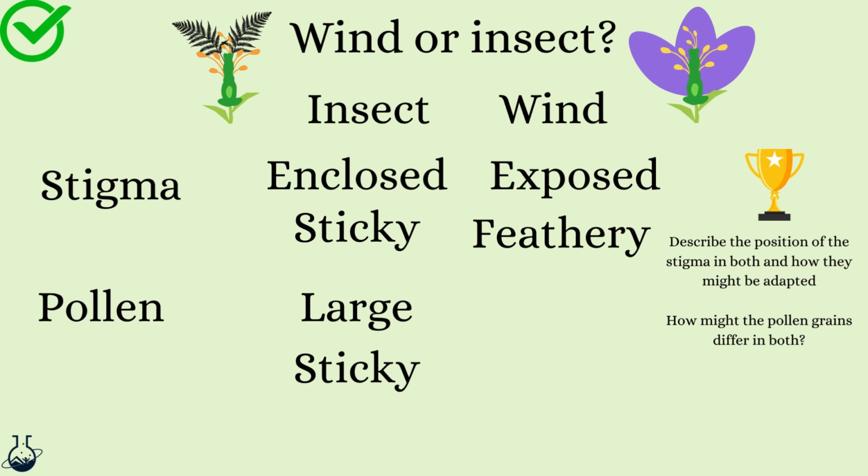The pollen itself in insect-pollinated plants is large and sticky, so it can attach itself more successfully to the insects landing on the flower. Whereas in wind-pollinated plants, the pollen is more likely to be carried elsewhere if it is much lighter, and so therefore they're smaller.